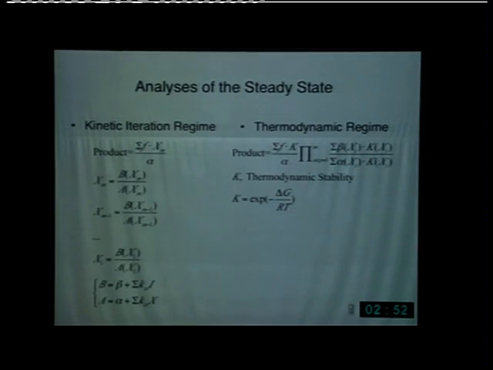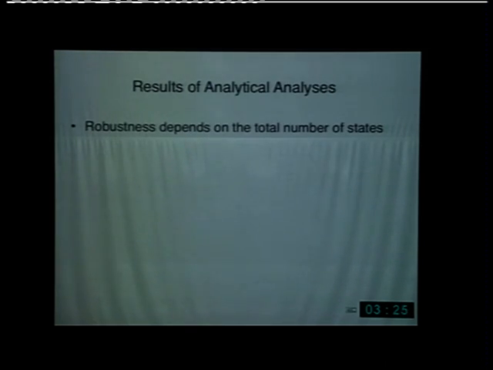Okay, then let's do some math. The first thing I want to do is analyze the steady state. In the steady state, there are two different types of solutions. One is a kinetic regime. In this model, you will find an equation in each step, and it will iterate again and again. But for the thermodynamic solution, it's very simple. You can use a single equation to solve all the problems. But they are solvable.